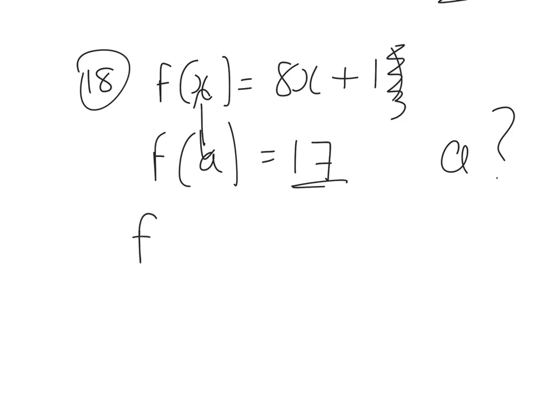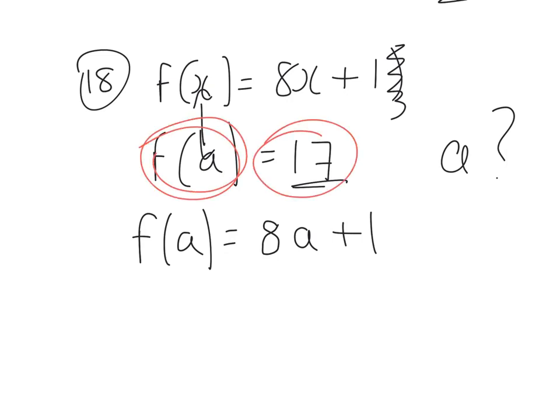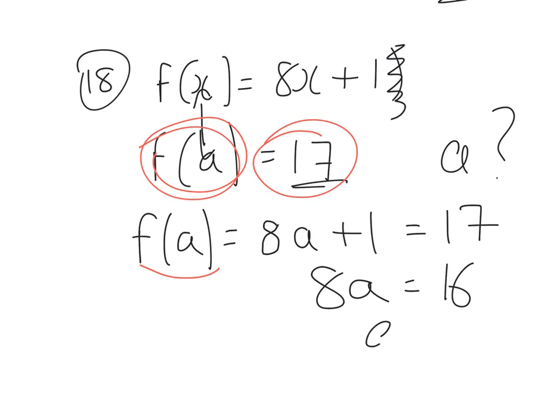So forget 17 for a minute. Where I see x, I'm going to replace it with a. So 8x becomes 8a, plus 1. Now just read the question carefully. F of a equals 17. F of a, which is equal to 8a plus 1, is also equal to 17. That's now a simple equation to solve. 8a is 16 and a is 2.